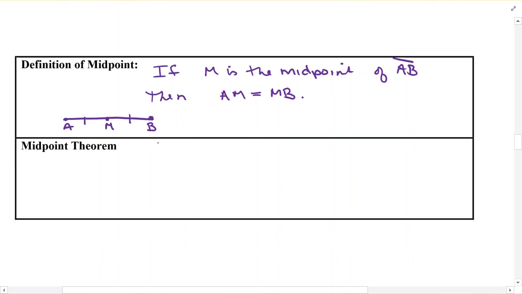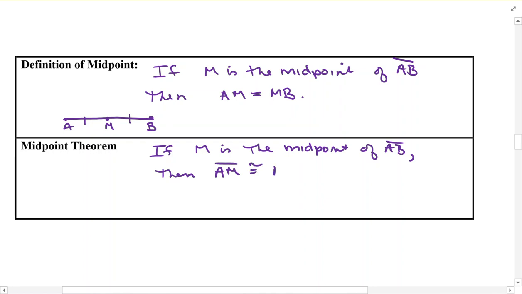The midpoint theorem is if M is the midpoint of AB, then segment AM is congruent to segment MB. And in our book, that is the definition of midpoint, and that is the midpoint theorem.